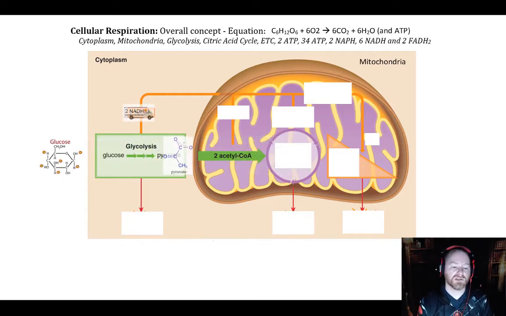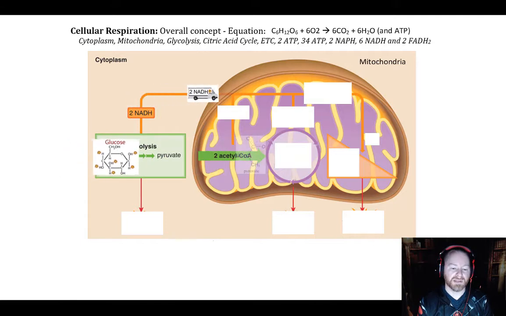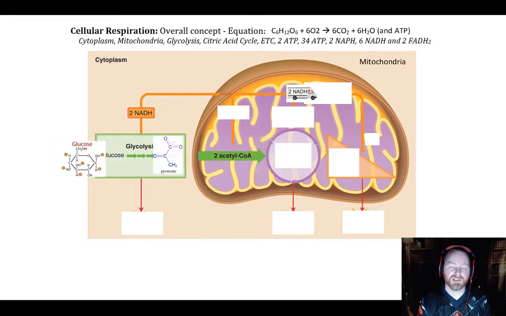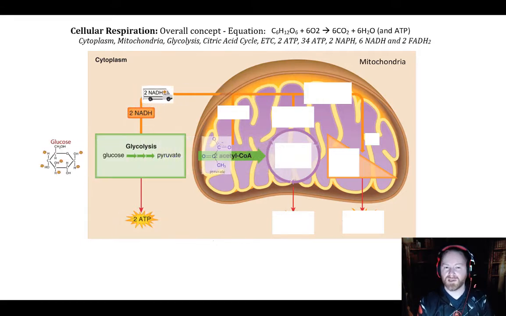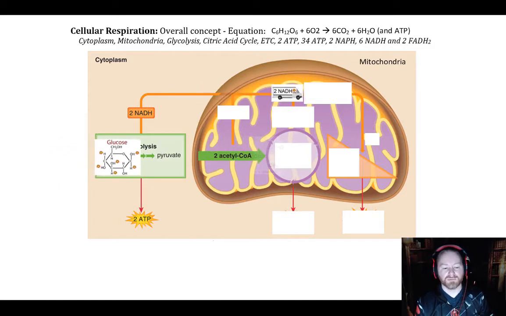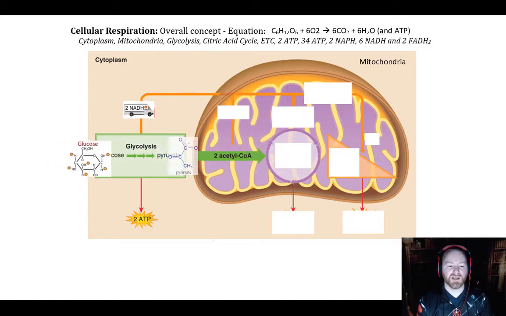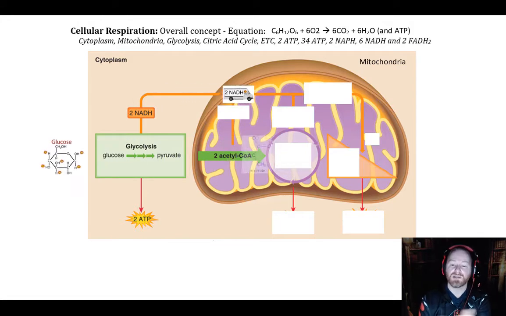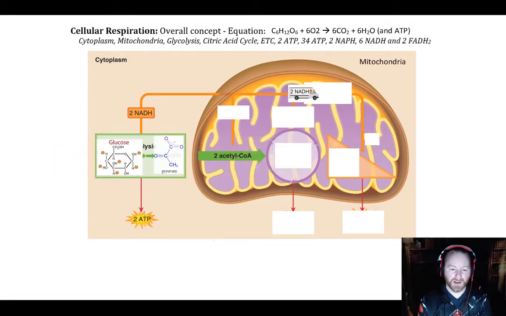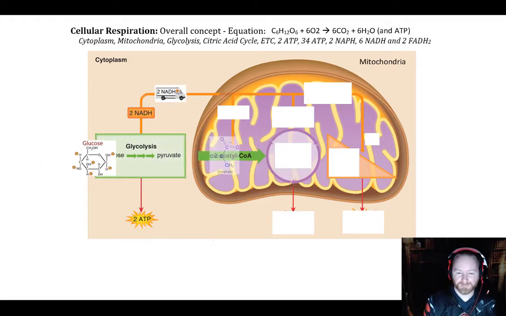And in this process, we also get a little bit of energy. We get a little bit of ATP, just two ATP molecules, right? So ATPs can be used by the rest of the stuff in the cell. NADH actually can go into the mitochondria, just like the pyruvate can go into the mitochondria.